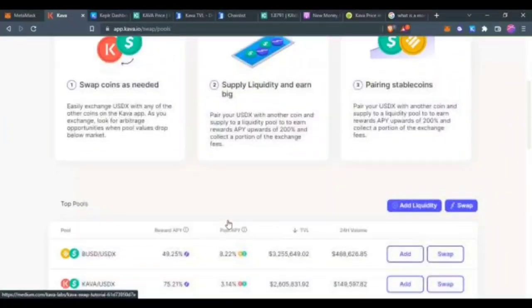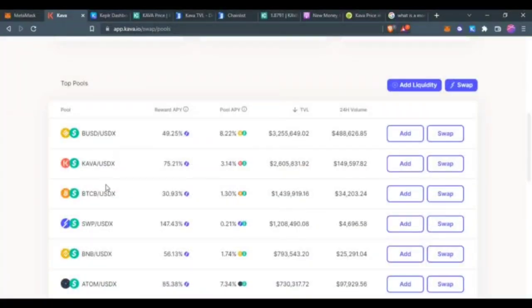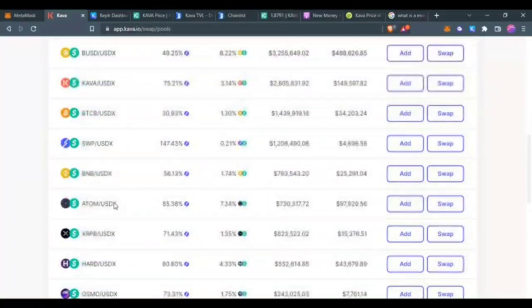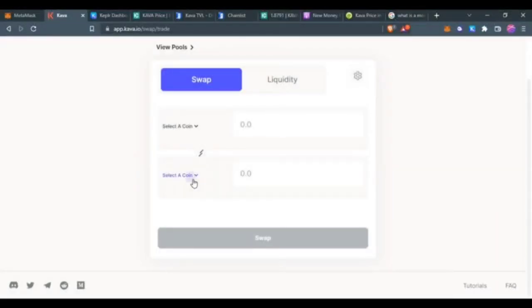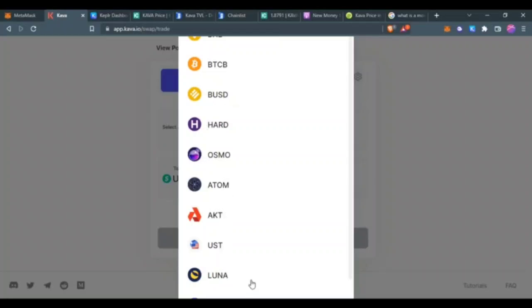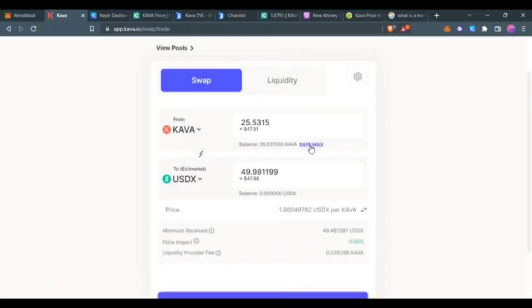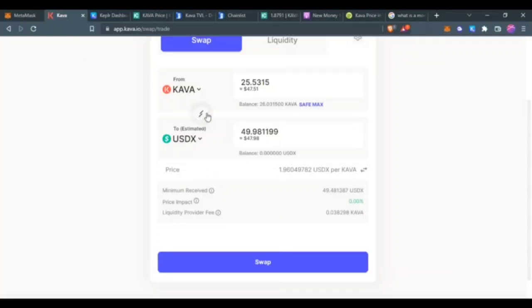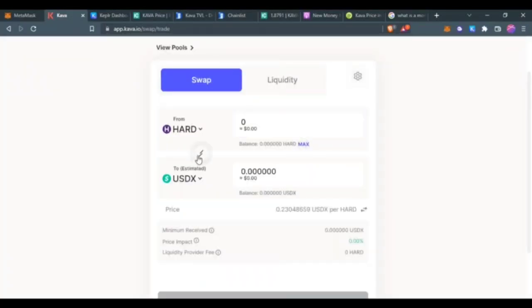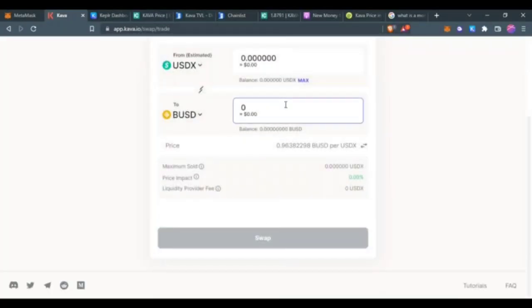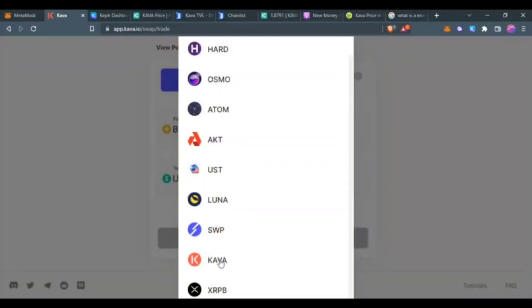Take a look at these pools real quick. BUSD, USDX, Kava, USDX, BTC, USDX. Okay, let's go back. Yep, there we go. So to USDX, and then more than likely from USDX, one of the other tokens. I see the route that they're taking here, and then yeah, we can go from USDX to BUSD. So let's put this in motion.